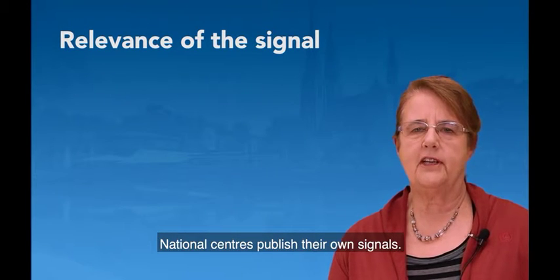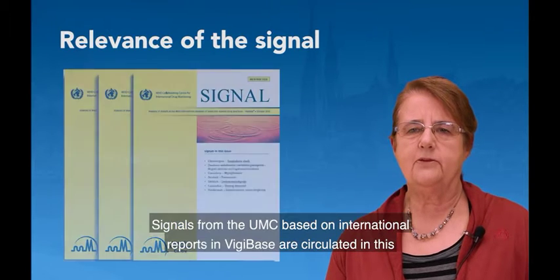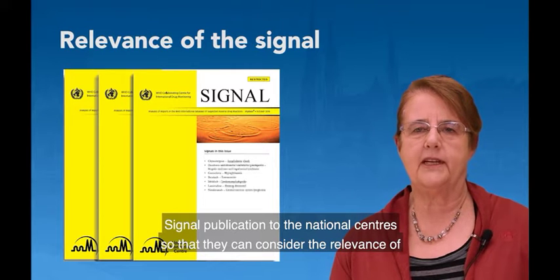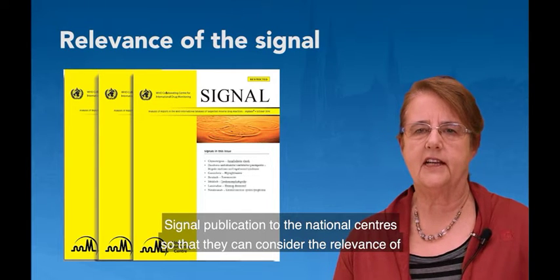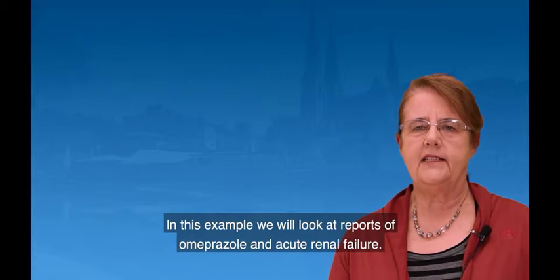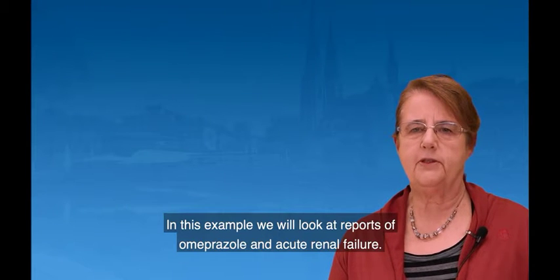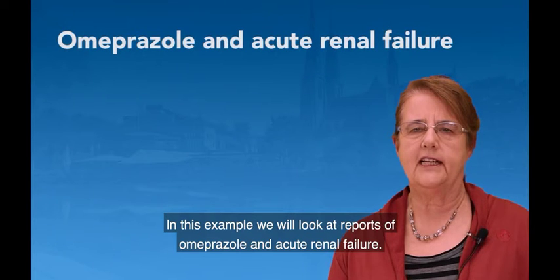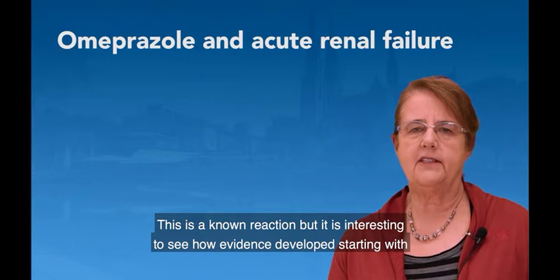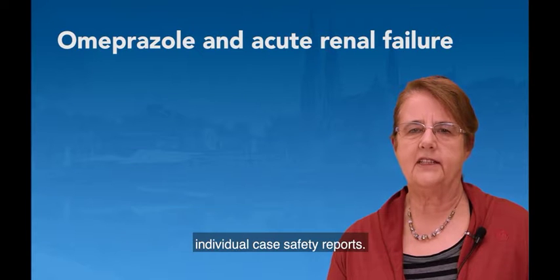National centres publish their own signals. Signals from the UMC based on international reports in Vigibase are circulated in this signal publication to the national centres so that they can consider the relevance of the signal to them. In this example, we will look at reports of omeprazole and acute renal failure. This is a known reaction, but it is interesting to see how evidence developed, starting with individual case safety reports.